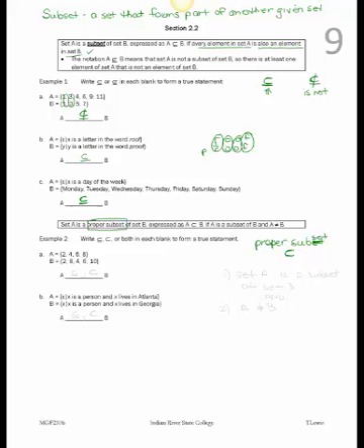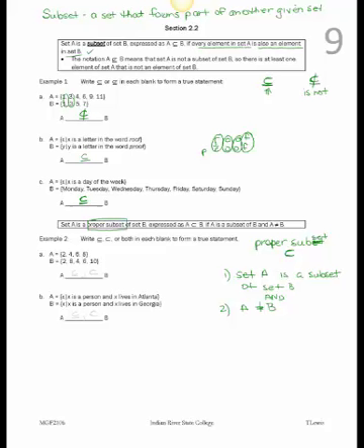is that two things must take place for this to be a proper subset. Here are the two rules. First, set A is a subset of set B. That must take place. And number two, set A cannot equal set B. So a proper subset is a subset which is not the same as the original set itself.